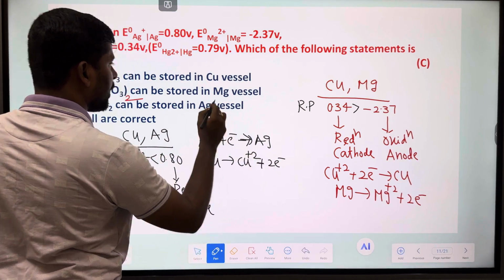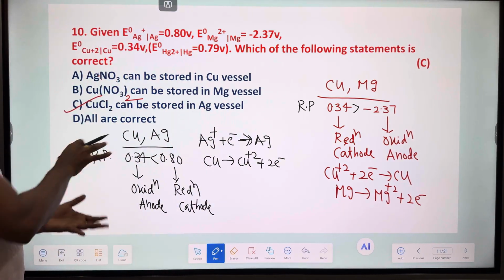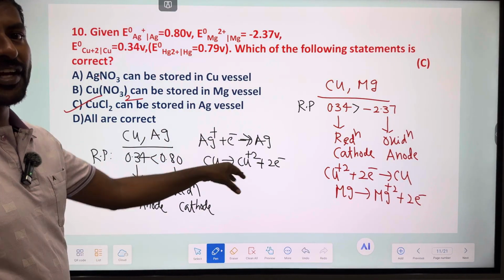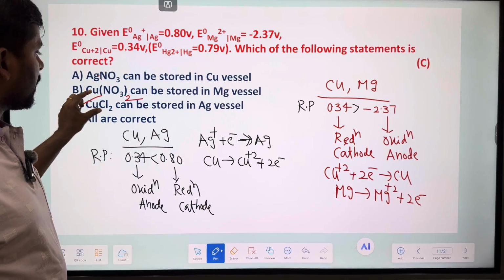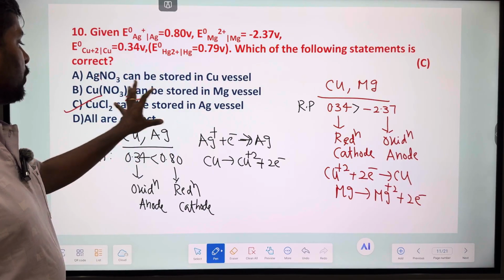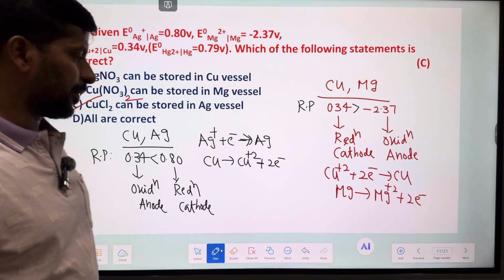Here we are taking cupric chloride as the electrolyte, and we are not taking a copper vessel. If you take a copper vessel, this reaction may occur, but we are not taking one. So these reactions cannot occur, and we can store cupric chloride in a silver vessel.